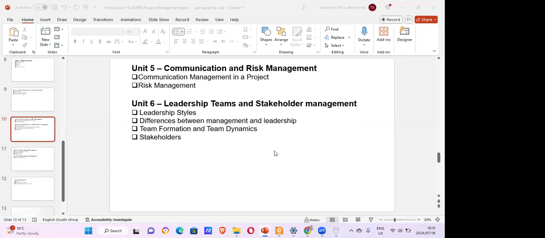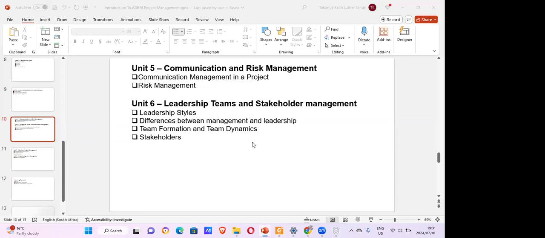Then we look at communication and risk management. So communication is very important. If there is miscommunication of any sort, it means the project that you are doing or the things that you want to produce are going to be affected. So we look at communication in project, and then we look at how we manage any uncertainties that will come up in those projects under risk management, right?